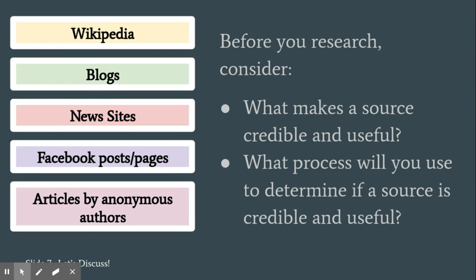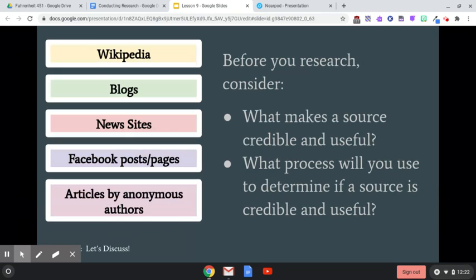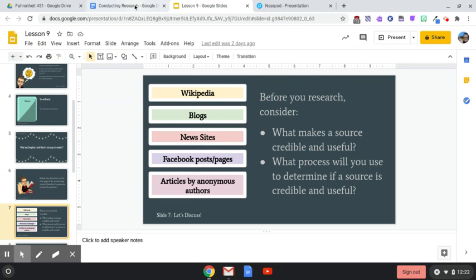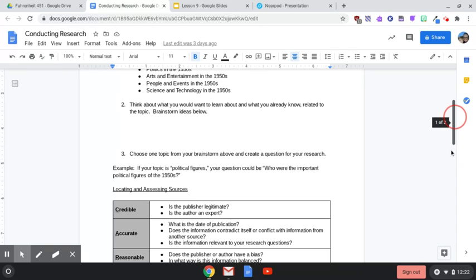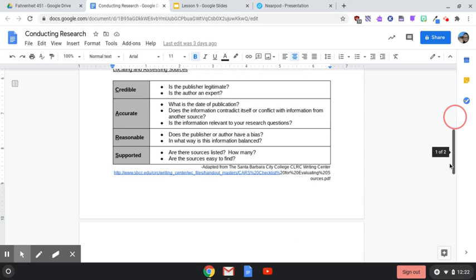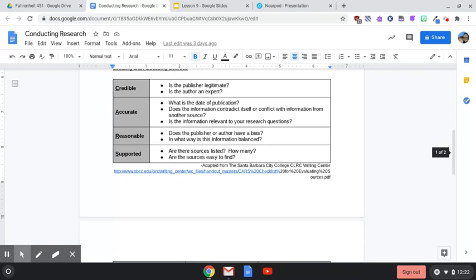On your Conducting Research handout, there is a strategy that we are going to use for assessing our sources. So let's look at it. This strategy is known as CARS because it creates the acronym that spells CARS: credible, accurate, reasonable, and supported. When we're talking about whether a source is credible, we want to know if the publisher is legitimate and if the author is an expert.